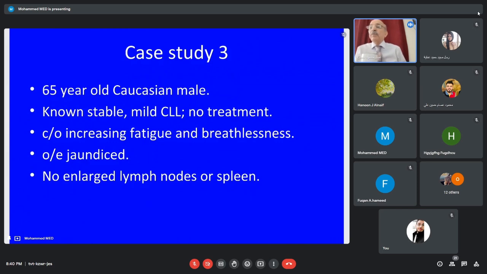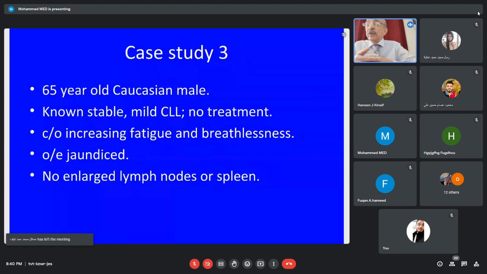The third case is a 65-year-old Caucasian male. He has non-stable mild CLL. CLL is chronic lymphocytic leukemia, and he is on no treatment. And here is a question which crosses your mind.